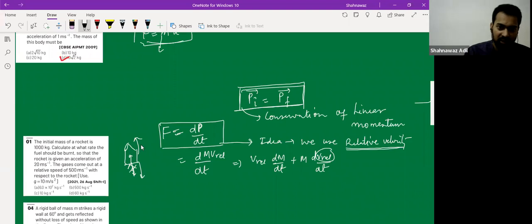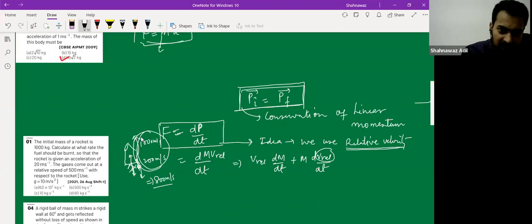So let's say your rocket is moving with 300,000 meter per second and its propeller is moving like this. So 200 meter per second, right? The gas comes out with this speed, right? So the relative will be what? This minus this. So this will be 800 meter per second, right? So that is why you calculate the relative velocity.